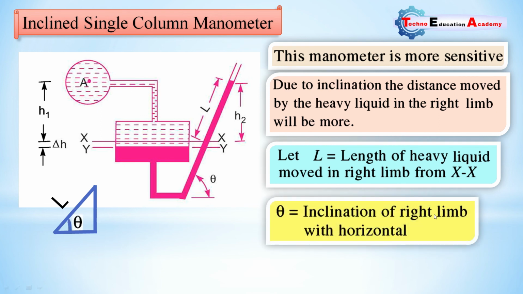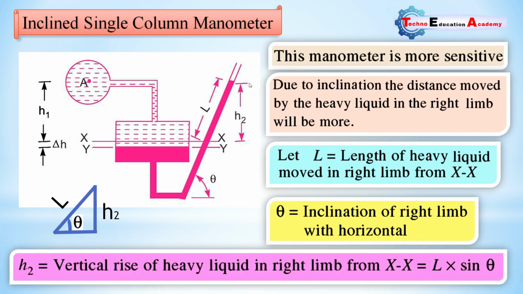Theta is the inclination of the right limb with the horizontal. With the horizontal reference line we are considering the angle theta, because it is the case of the inclined single column manometer. And H2 is the vertical rise of heavy liquid in the right limb from the XX datum line, equal to L sin theta, because sin theta equals opposite side upon hypotenuse. The opposite side is H2 and the hypotenuse is L. So sin theta equals H2 by L, so H2 equals L sin theta.